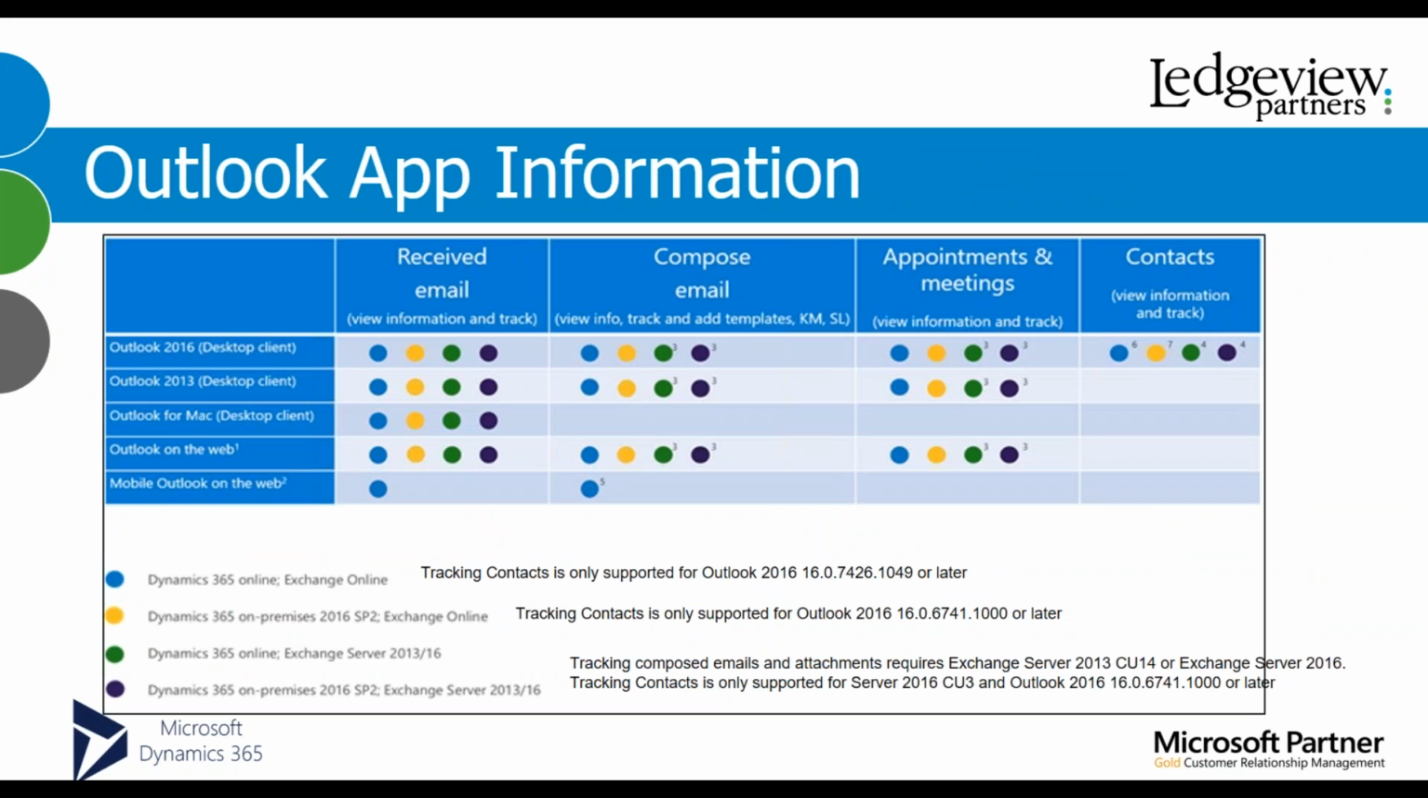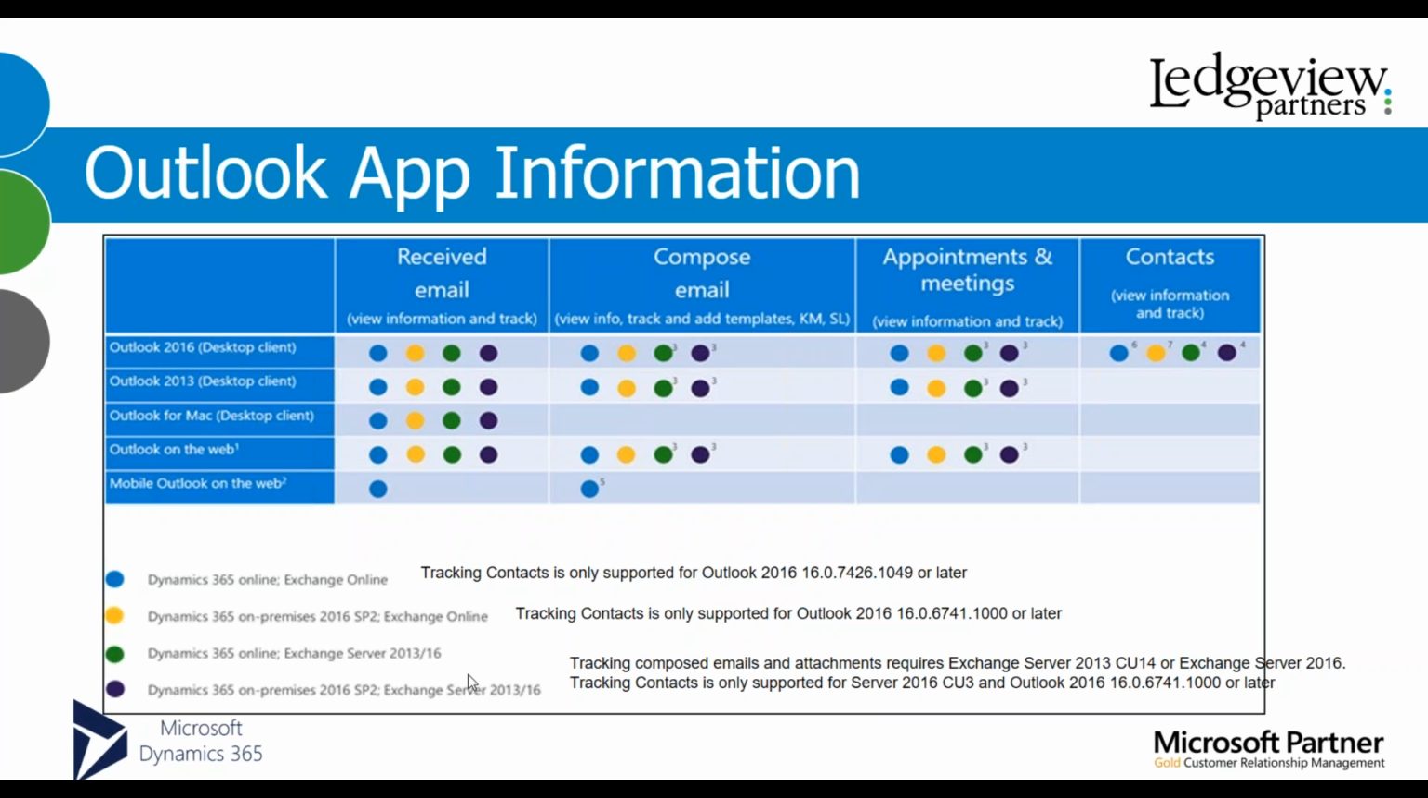Now for the Outlook app, if you're on Dynamics 365 Online and Exchange Online, you can track emails, track composed emails, track appointments, and track contacts. The only caveat, if you're online for both 365 and Exchange, to track contacts, your desktop Outlook, so desktop client, must be this version or later.